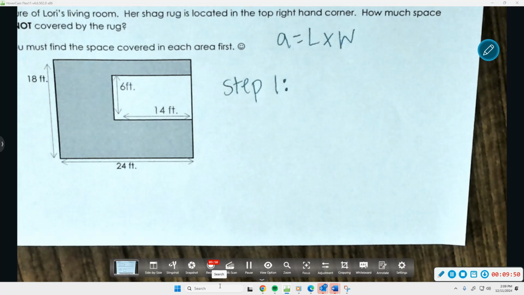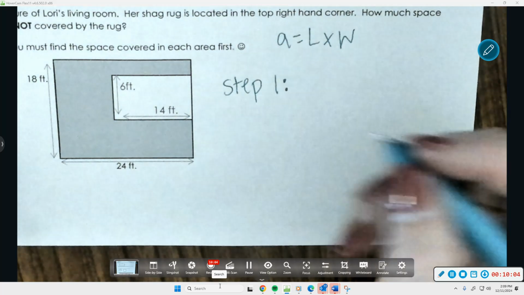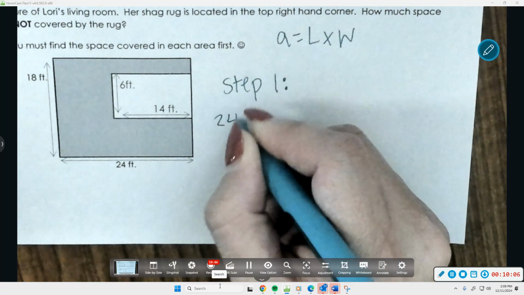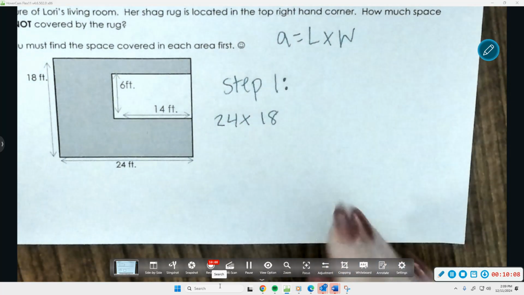You would first multiply 24 and 18. Okay, so Navika's saying I'm going to multiply 24 and 18, which would give me the area of what? The whole thing. So let's do that first. Let's find the whole thing first. Okay, so she said 24 times 18.